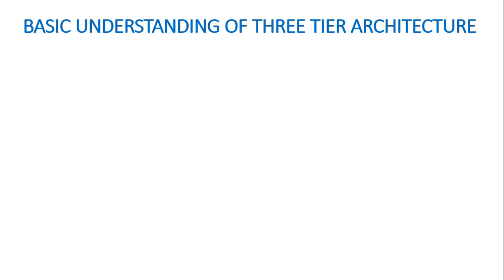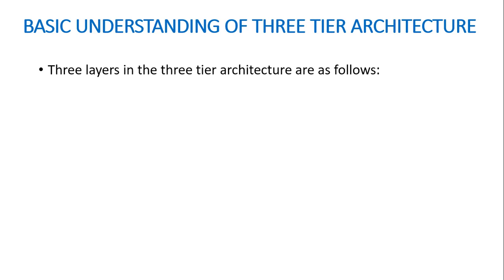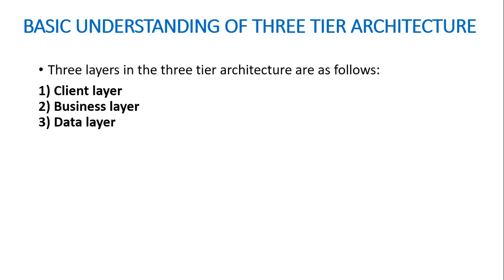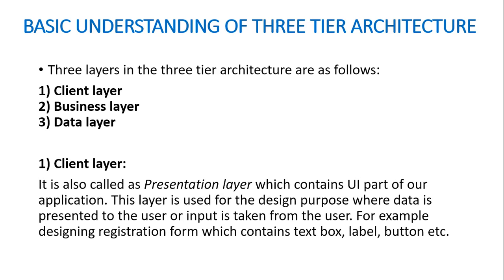Basic understanding of three-tier architecture. The three layers in the three-tier architecture are as follows: client layer, business layer and data layer. Client layer is also called the presentation layer, which contains the UI part, the user interface part of our application. This layer is used for the design purpose, where data is presented to the user or input is taken from the user.